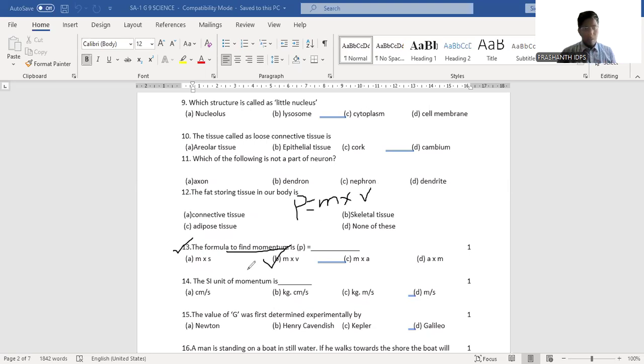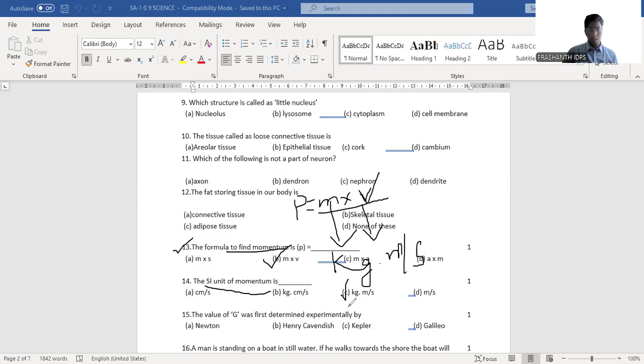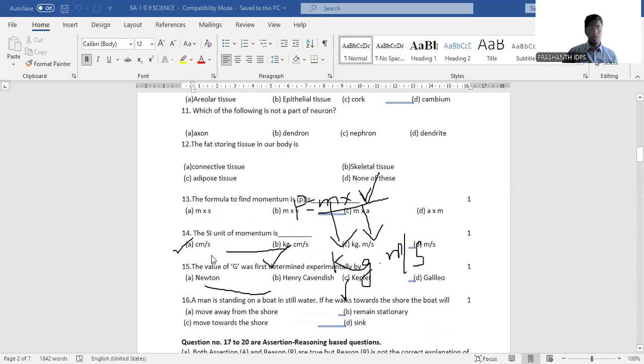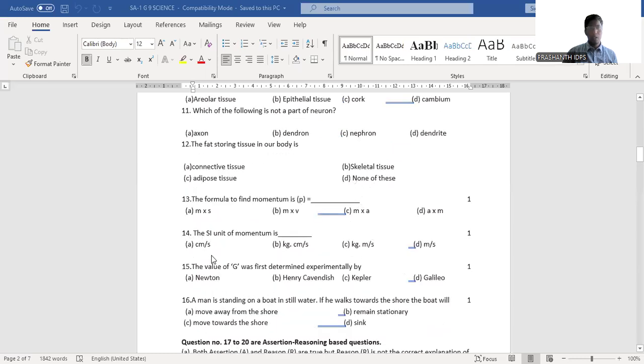Next, SI unit of momentum. If you know the formula, it is easy to write the SI unit, right? So what is the SI unit for mass? SI unit for mass is kilogram. SI unit for velocity, meter per second. So kg into meter per second. Option C is the correct answer. Okay, fine. And next, the 15th question is, the value of G was first determined experimentally by. The answer is B, Henry Cavendish.